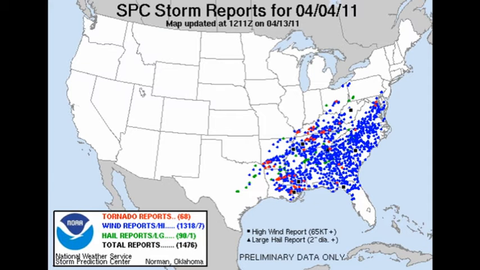For those that think the US is immune from this, think again. Remember the huge outbreak of storms on the 4th of April? One of the largest outbreaks of storms in US history. It stretched from Louisiana up through the mid-Atlantic states, and from northern Florida to Ohio.